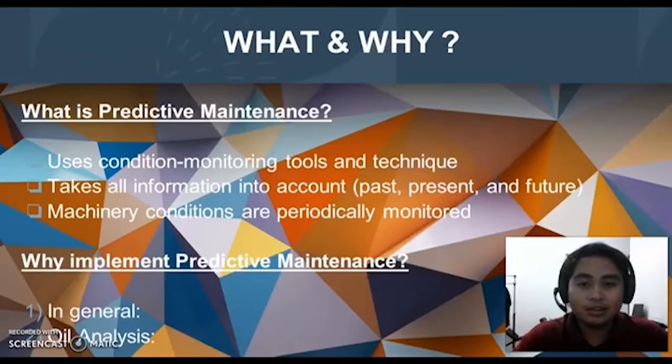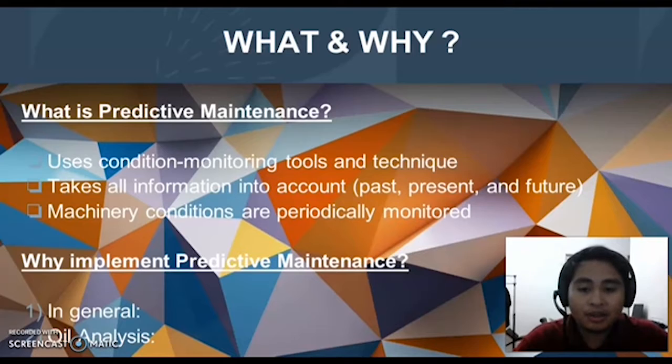Salam sejahtera. Today, I will present about what is predictive maintenance and why do we implement predictive maintenance. First, what is predictive maintenance? Predictive maintenance is where we use condition monitoring tools and techniques to track the performance of equipment to identify defects and help fix before failure.